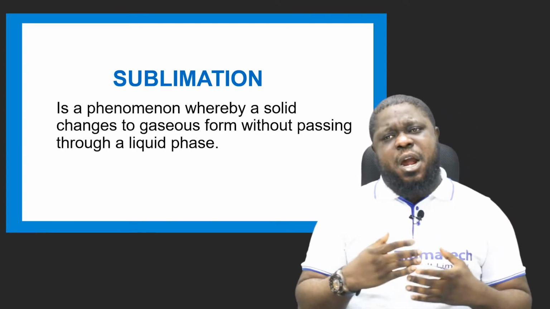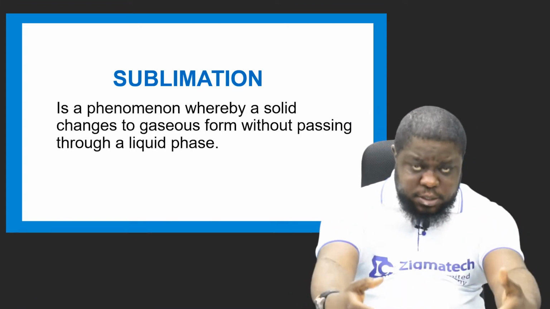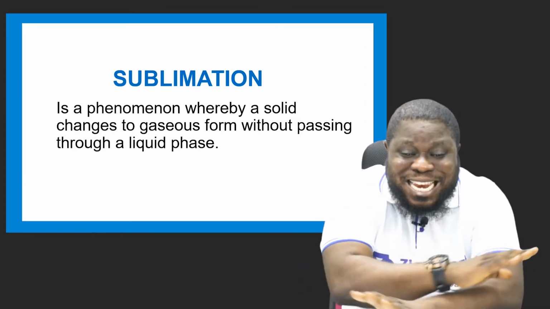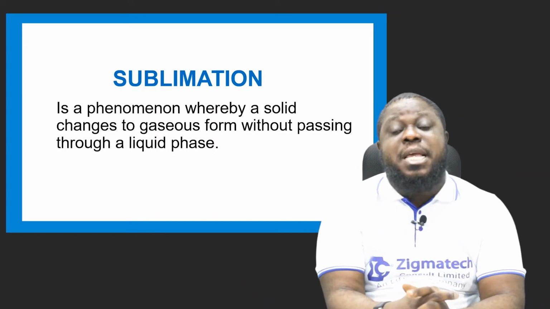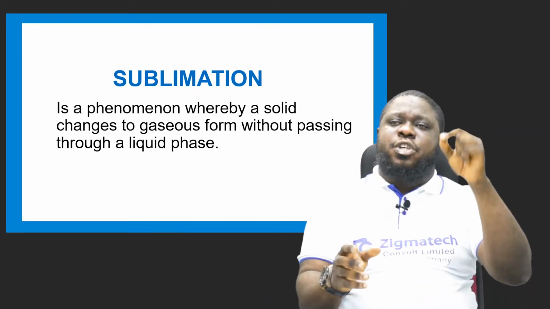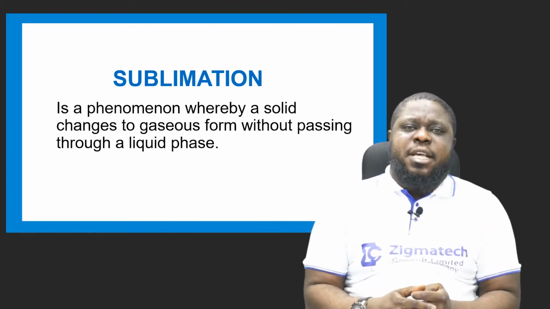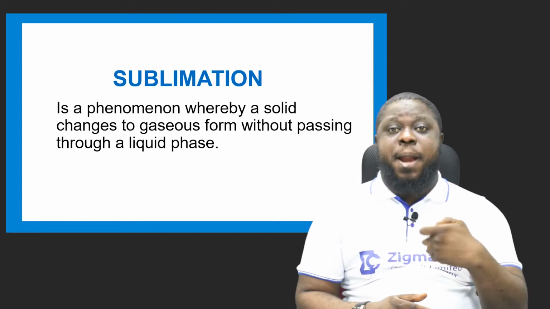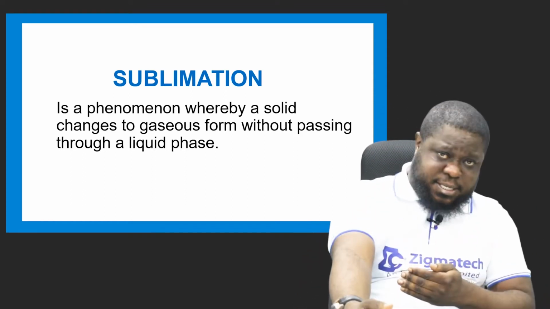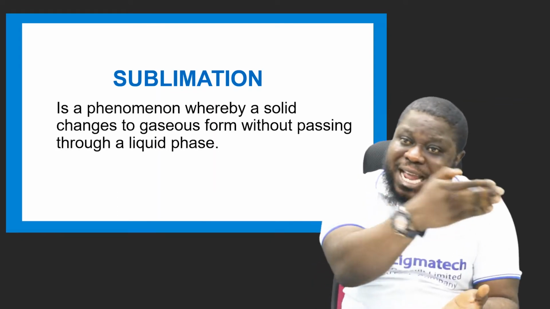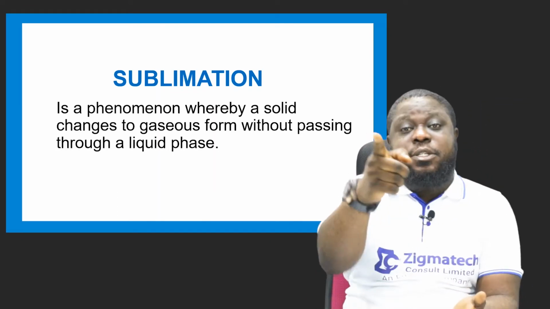In that state, the solid has changed to gaseous form, but it never came in contact with its liquid phase. Now, such a solid is called a sublime solid. Now, the process where this solid changes to the gas without passing through the liquid is the sublimation.